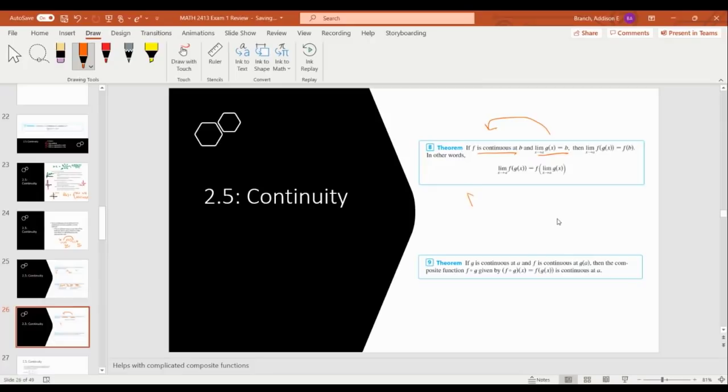Another one that may be useful for composite functions is this second theorem down here. It says if g is continuous at a and f is continuous at g of a, then the composite function is going to be continuous at a.